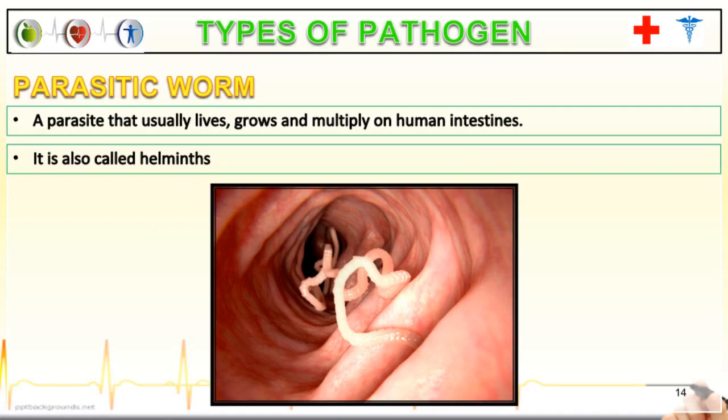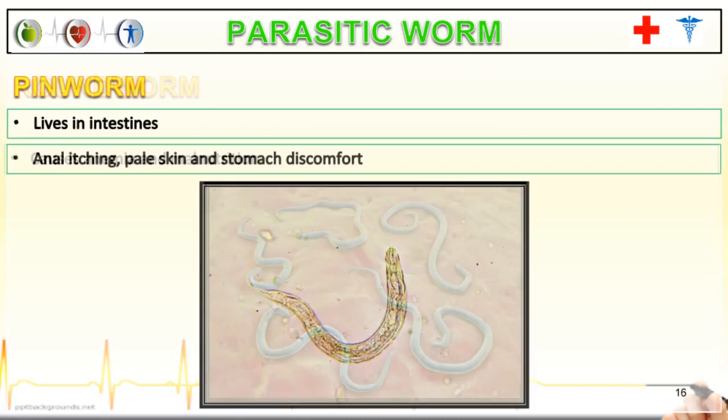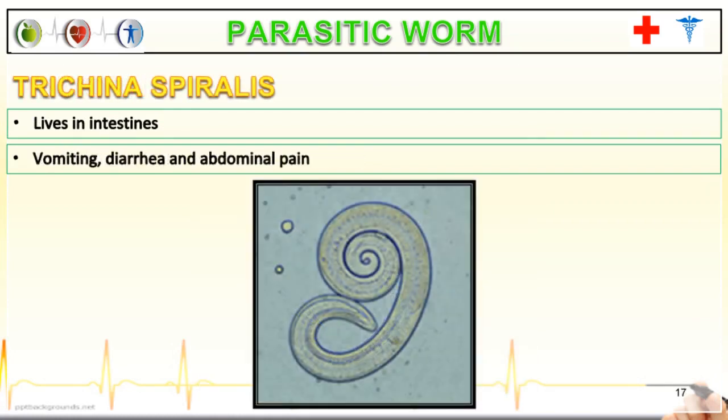Parasitic worms are parasites that usually live, grow and multiply in human intestines. They are also called helminths. Roundworm lives in the intestines and causes anemia and malnutrition. Pinworm lives in the intestines. It causes anal itching, pale skin and stomach discomfort. Trichina spiralis lives in the intestines. It causes vomiting, diarrhea and abdominal pain.